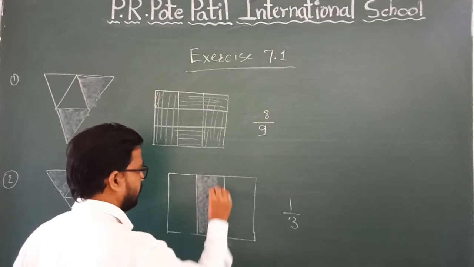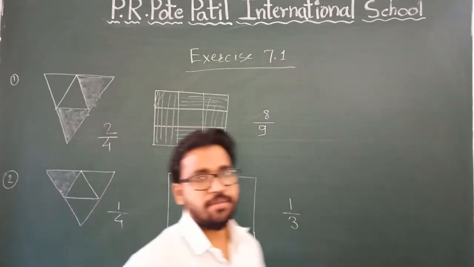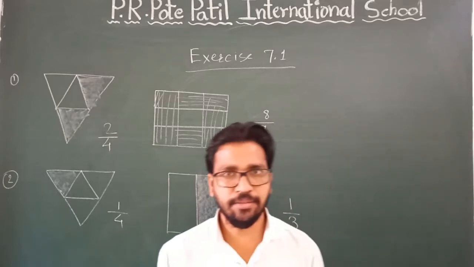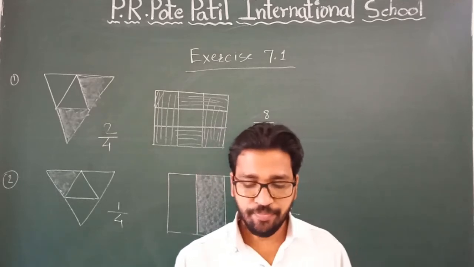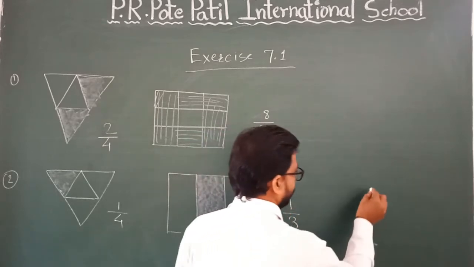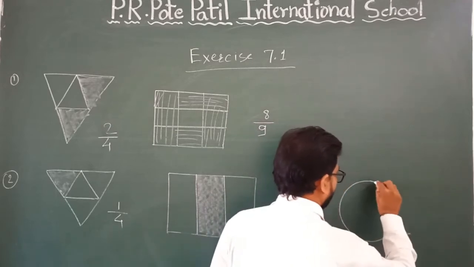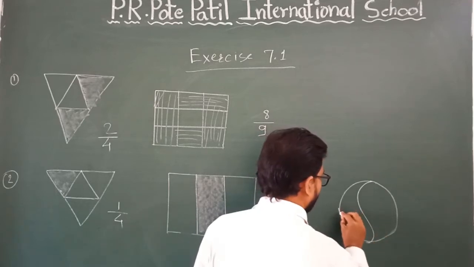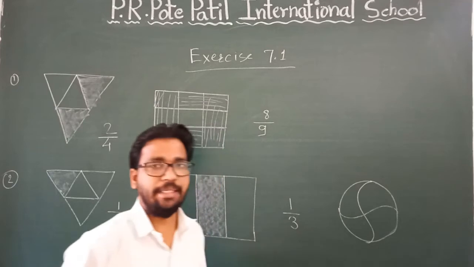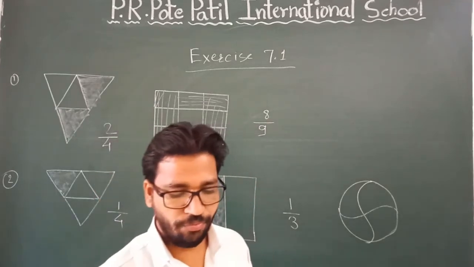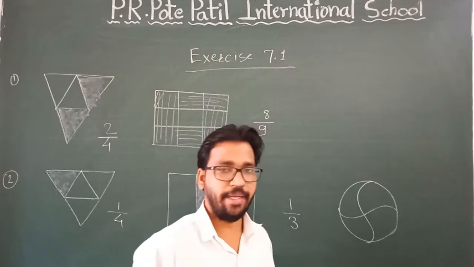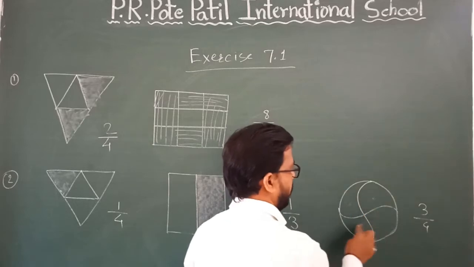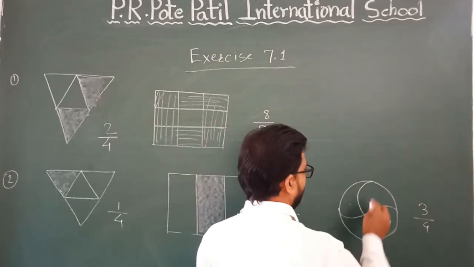You can shade these parts using crayons or pencils also. Use crayons in different colors so that you feel good. One more example is there. And please draw a neat and clean diagram so that you feel good whenever you shade diagrams. Here 3/4 part we have to shade. 3/4 means 4 equal parts are there. From 4 equal parts we have to shade 3 equal parts.